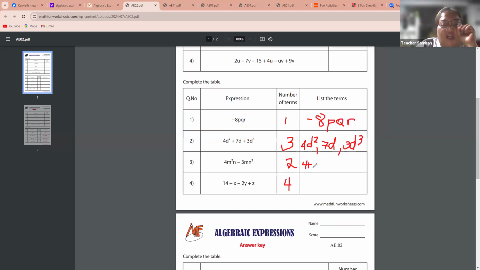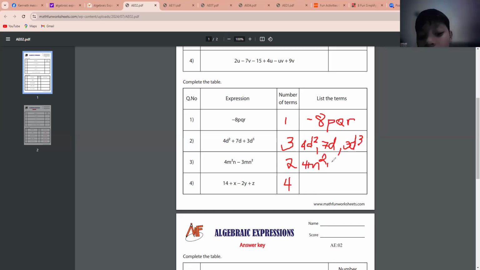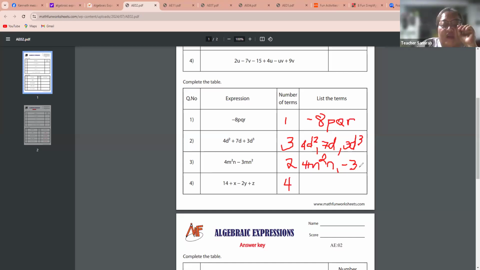When you see an exponent which is 2, you say squared. How about the 3? It would be cubed. If you see an exponent of 3, you will read it as cubed. How about number 4? 14, and then x, and then negative 2y, and then the last one would be z. Okay, let us reveal the answer.